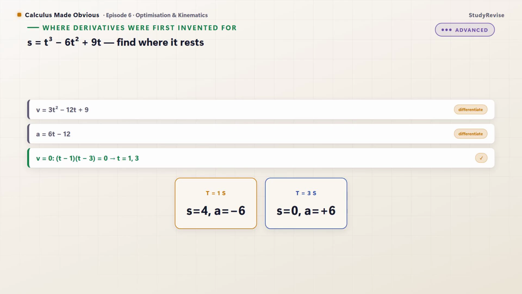Set velocity to 0. 3t squared minus 12t plus 9 equals 0. Divide by 3. t squared minus 4t plus 3 equals 0. Factor: t minus 1 times t minus 3 equals 0. At rest twice, at 1 second and at 3 seconds. At 1 second, displacement is 4 meters and acceleration is minus 6. At 3 seconds, displacement is back at 0 and acceleration is plus 6.